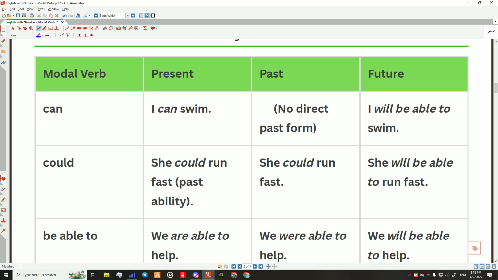For could we can do too, like she could run fast, past ability. Again, she could run fast. So we use could for something in the past, like when I was a child, I could swim, for example. Or she could run fast when she was a child, we can say. Again, she will be able to run fast.